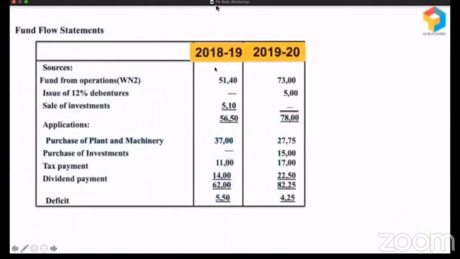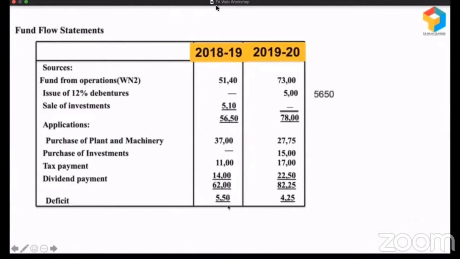Now look at this. Let me analyze this also so that you will get complete clarity about fund flow analysis. Here I'm not teaching you how to prepare a fund flow statement, but how to read the fund flow statement. Look, in 2018-19 they had long-term sources from operations and by selling investment of 5,650, and these are all their long-term uses. They purchased plant and machinery, they paid taxes, they paid dividend. So 5,650 was the source, 6,200 was the use, and there was a deficit of 550.